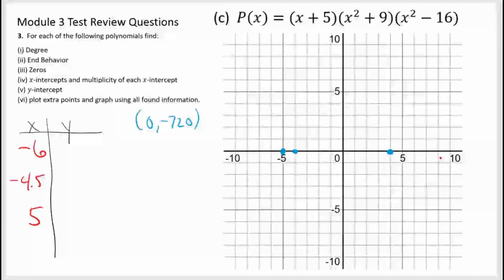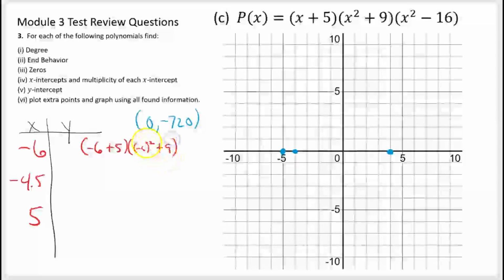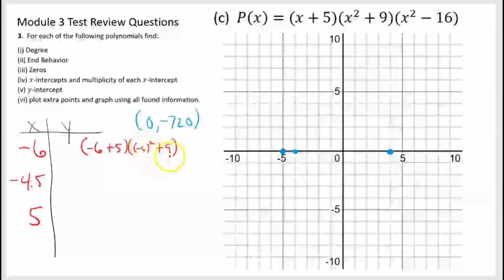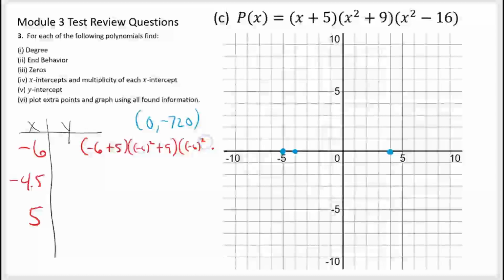Okay, now I'm going to pause it. I'm going to do those calculations. Now, let me write down what I'm doing. On -6, I'm doing -6 plus 5 times -6 squared. Be careful there, y'all. Plus 9, because that's going to be a positive 36 plus 9. And then -6 squared minus 16. Let's do that one all the way through, and then the other two I'll do silently.